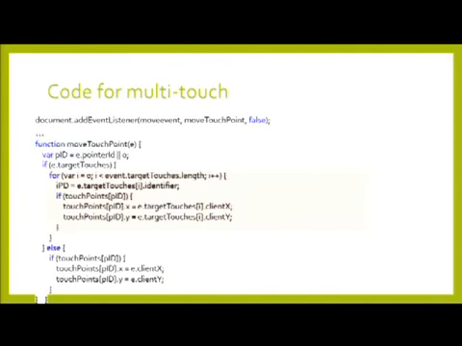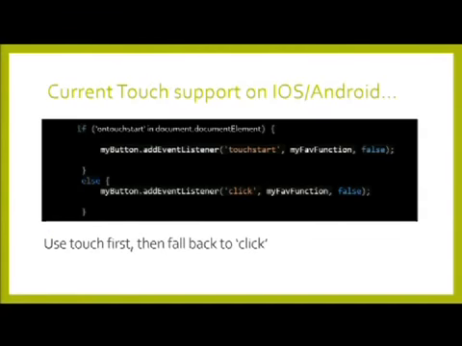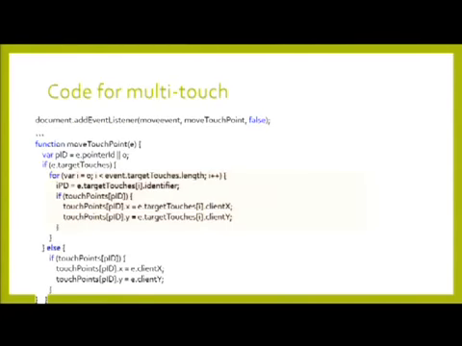So, coding for multi-touch, if you're doing this on other platforms. Here is the current support for iOS and Android. What you do is you have a touch start and a touch end, and those were the original touch events. Those are interesting, but there's a couple of problems with them. From a technical perspective, you get one set of events, and you have to manually loop through all the different touch points and process them.